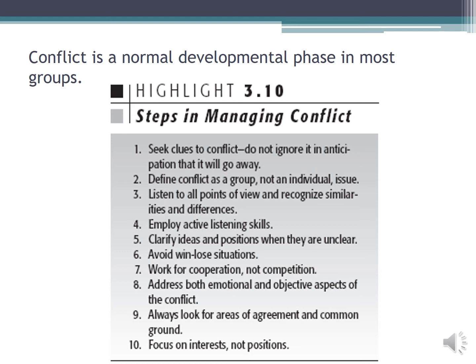Listen to all points of view and recognize similarities and differences. Employ active listening skills, right? Use of reflection. Clarify ideas and positions when they are unclear. Avoid win-lose situations. Work for cooperation, not competition. Sometimes we have to have like a referee in the classroom, and that's their role and that's their strength, that they can help the group come together. You want to address both emotional and objective aspects of the conflict, and always look for areas of agreement and common ground. Focus on interest, not positions.